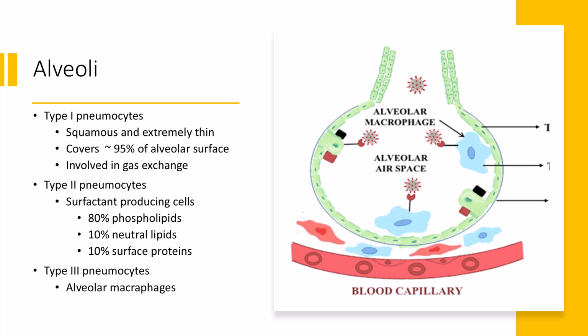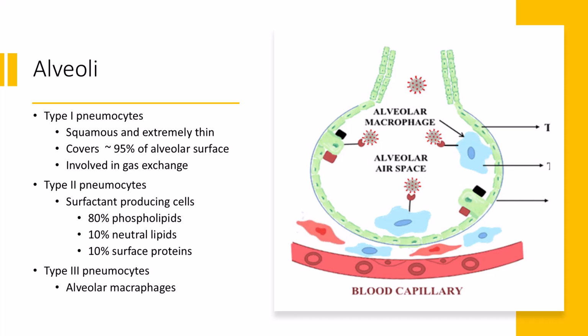Type 1 cells are essential for creating a minimal barrier between the air in the alveoli and the blood in the capillaries, ensuring efficient respiration. However, they are not involved in surfactant production. Type 2 pneumocytes are cuboidal cells found scattered among the type I cells, primarily in the corners of the alveoli. These cells are responsible for producing, storing, and secreting pulmonary surfactant, a complex mixture of lipids and proteins that reduces surface tension within the alveoli.